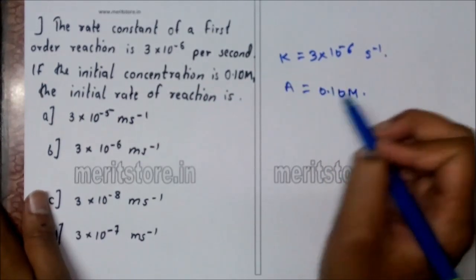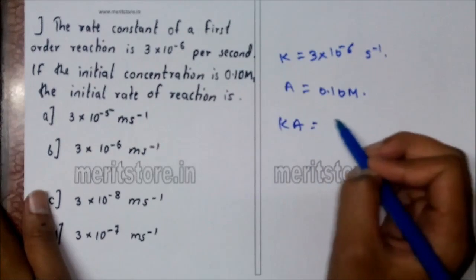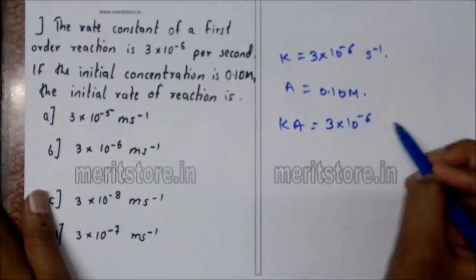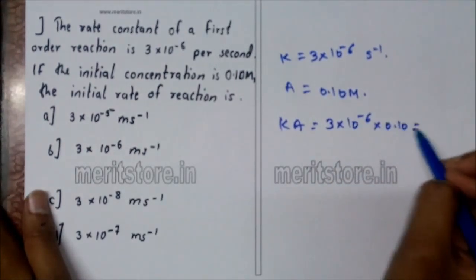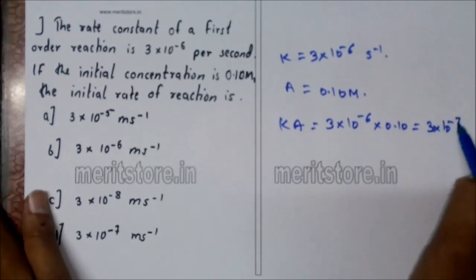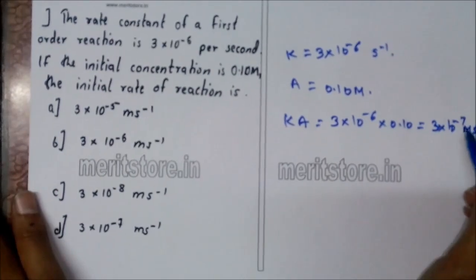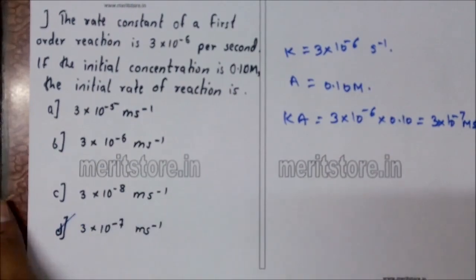We know that the initial rate is equal to 3 into 10 raised to minus 6 into 0.10, which is equal to 3 into 10 raised to minus 7 mole per second. So option D is the correct option.